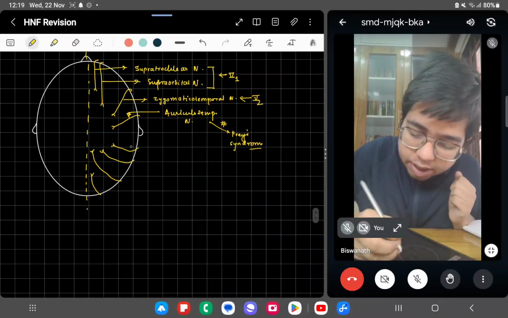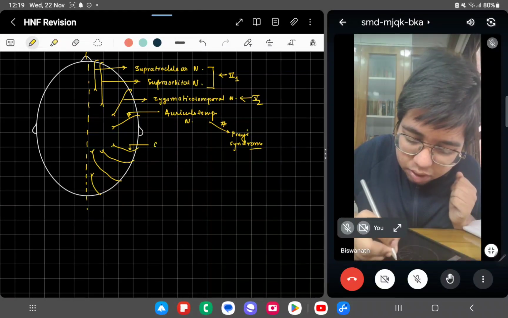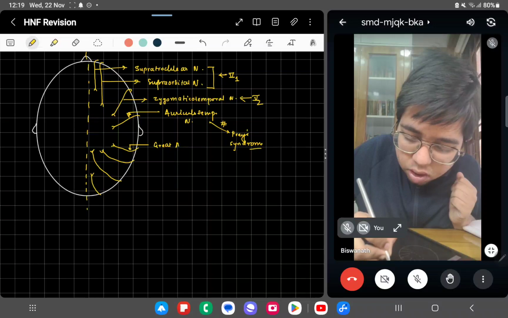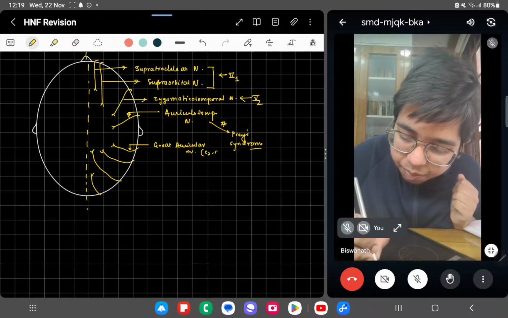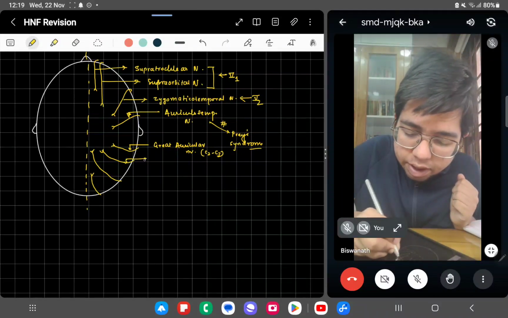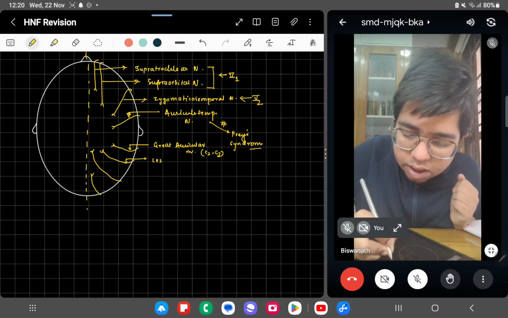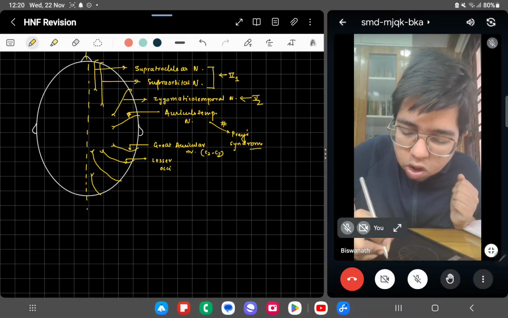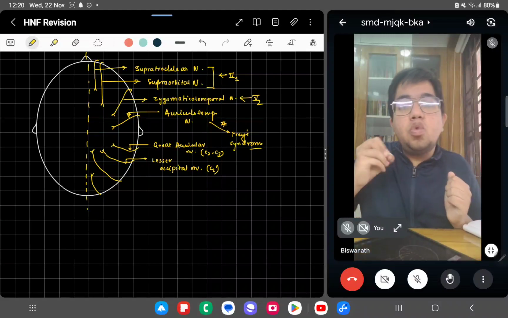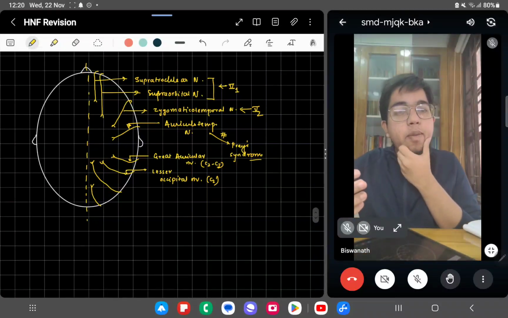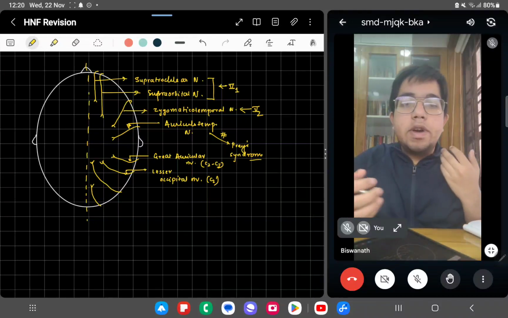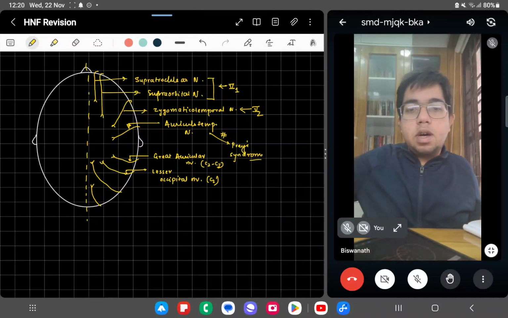And talking about the other nerves, we have the great auricular nerve, root value C2 to C3. Then we have our lesser occipital nerve, root value is C2. We'll see the cervical plexus in a while, when we talk about all the root values and how they are coming.